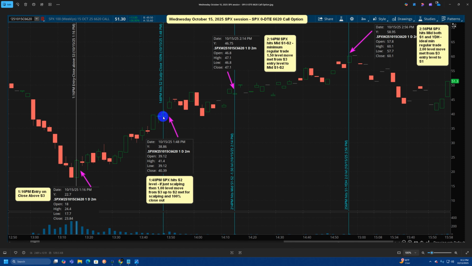Here's if just scalping. This is where it hits S2. Remember, this trade was derived from S3, so this is a one level move from S3 to S2, meant for scalping and 100% closeout. Remember, on scalping there is no stop loss adjustment. No matter how many contracts you're trading on a scalp, you're just closing them all out. So here the close is $40.39. We paid $23.84. So that's approximately $1,650 or so per contract.